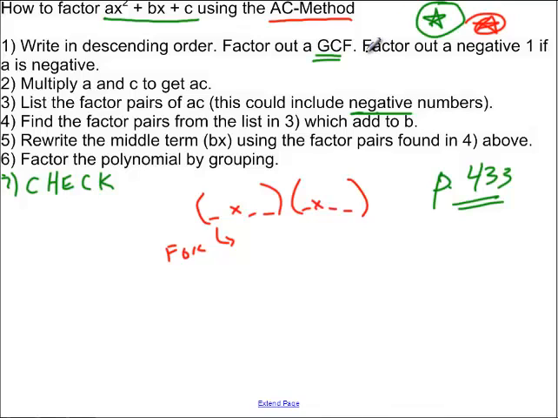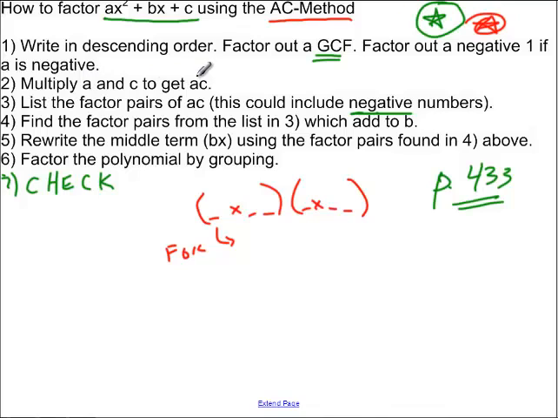It's going to be sometimes tedious, and maybe later on we'll do a comparison, maybe compare and contrast between trial and error and the AC method. But right now we're just going to learn the AC method. So write things in descending order, factor out a greatest common factor, factor out a -1 if a is negative, and that makes our life easy.